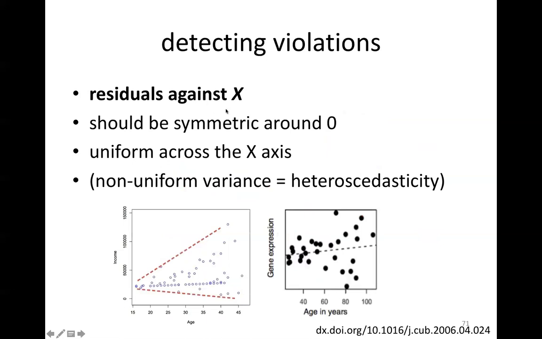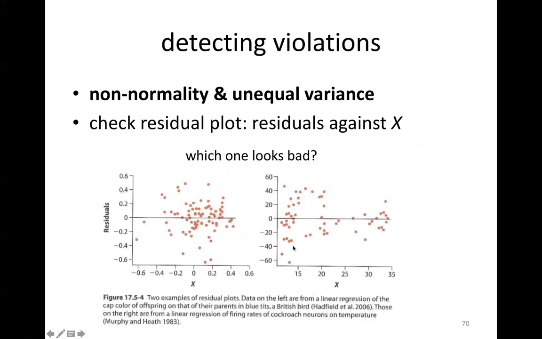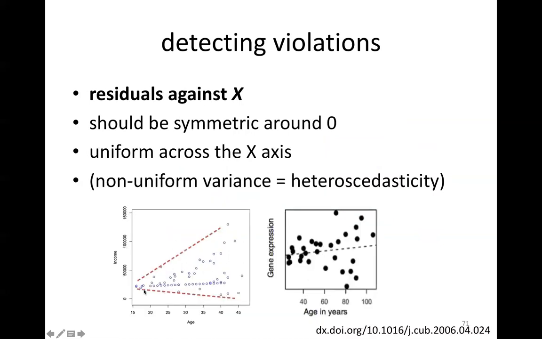So if we plot residuals against x, we can observe such behavior. This is original x and y values. So for instance, income versus age, increase in variance, or gene expression versus age, again, increase in variance. This is brain gene expression, this is income.